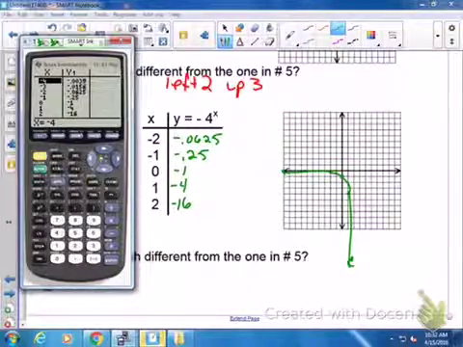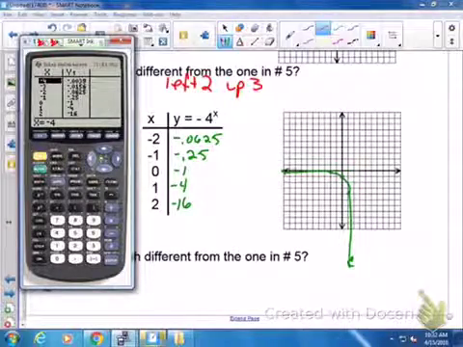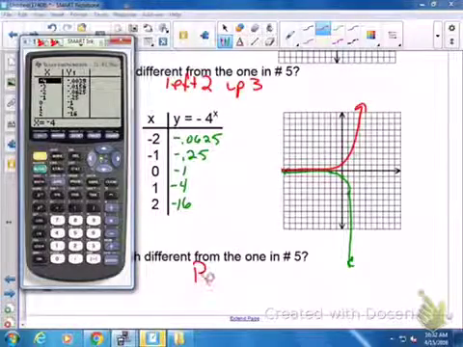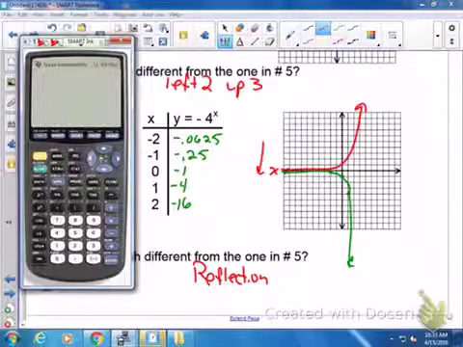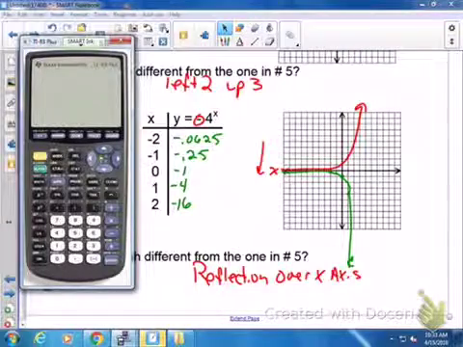So this one, unlike the first one, can't go above 0. The parent function couldn't go below 0. So this ends up being a reflection. But it looks like it reflected this way, like flipped over. So that's over the x-axis. So you should know that because it's a negative outside, that it's a reflection over the x-axis. That's the same as the problems we've done before.